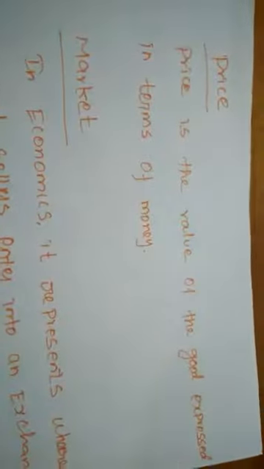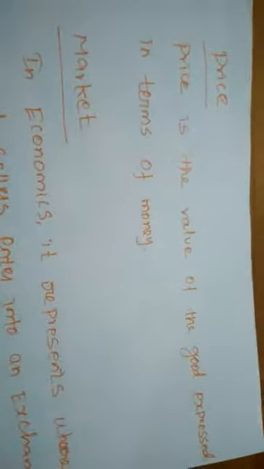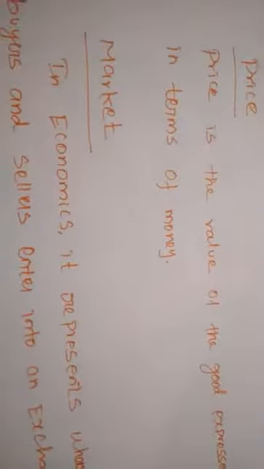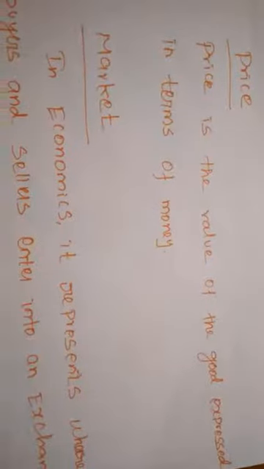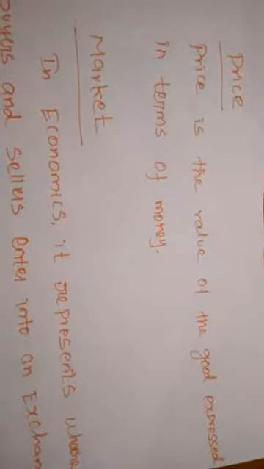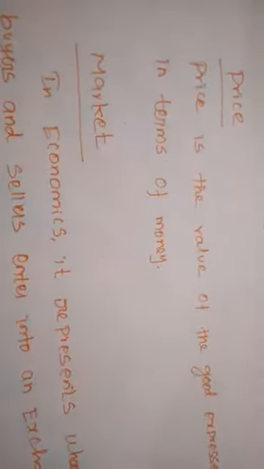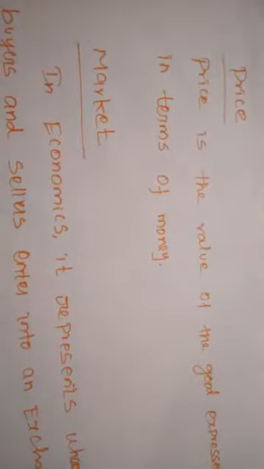The next thing we have studied is the price. The price is the value of the good expressed in terms of money. Whenever we want to purchase any commodity, the commodity must have some value. We can measure the value of a commodity only in terms of money. For example, the value of 1 gram of gold is 5,000 rupees, meaning the value of the commodity is measured in the form of money. So price is the value of goods expressed in terms of money.